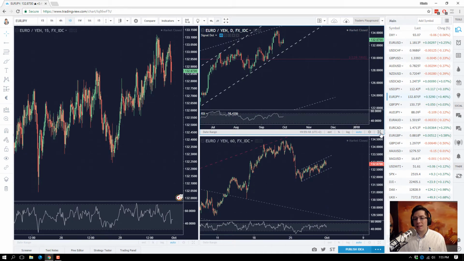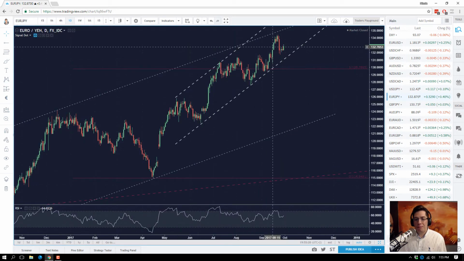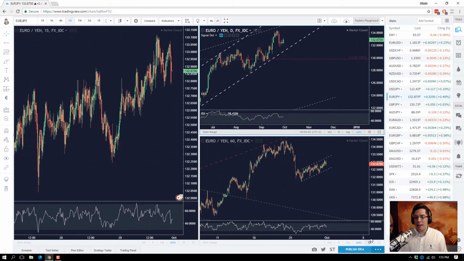Euro yen, a slightly different picture, because over here we've seen a nice spike lower, some pullback, and we should see a further push lower. We have a decent divergence, but you know me, I'm not a big fan of just trading based on that divergence. That's what I like here.